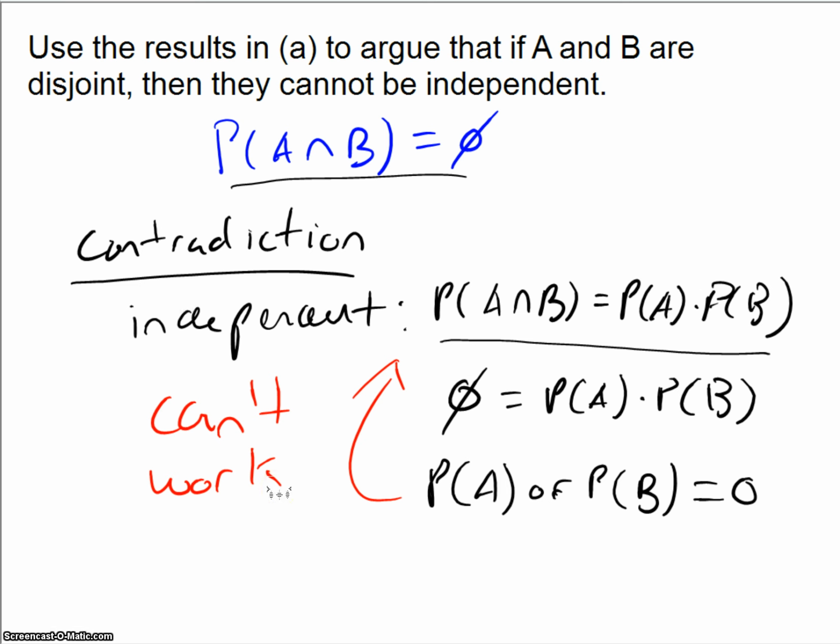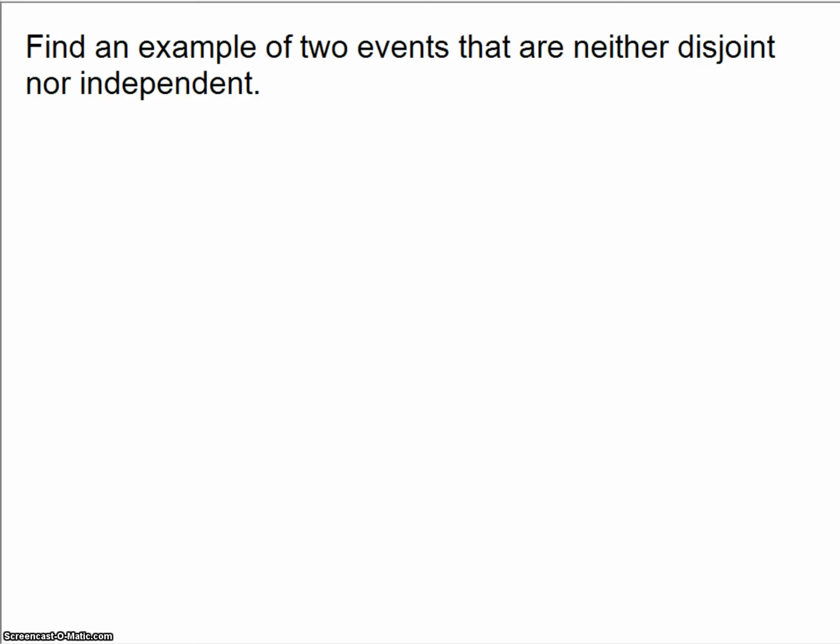So this is great practice on proofs. You might have seen some proofs maybe in calculus or maybe in a higher level math if you're taking anything like that. So definitely be getting in the mindset of just constructing logical arguments to really build a deeper theoretical understanding. All right, one final part. We need to find an example of two events that are neither disjoint nor independent. This will help us with our understanding of disjoint and independent, right?